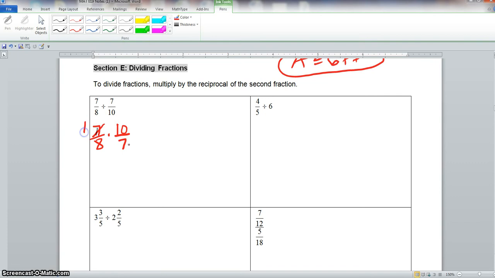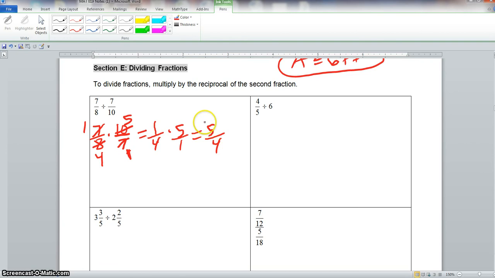7 goes into 7 once, 7 goes into 7 once. 8 and 10, they both have 2 in common. 2 goes into 8 4 times. 2 goes into 10 5 times. So this would be 1/4 times 5 over 1, which is 5 over 4.